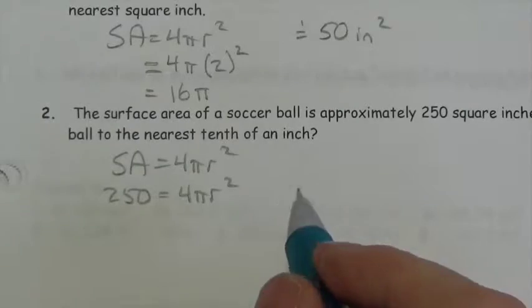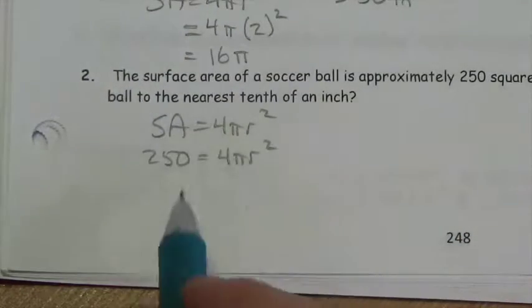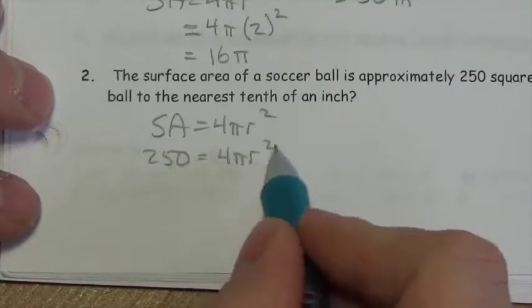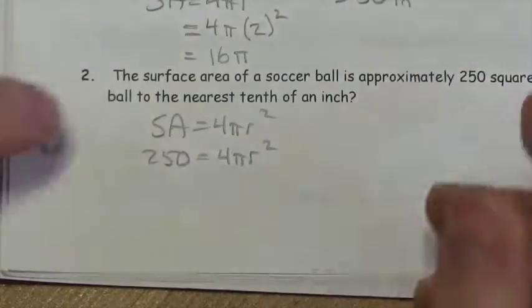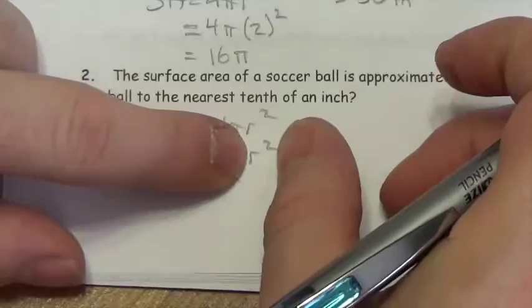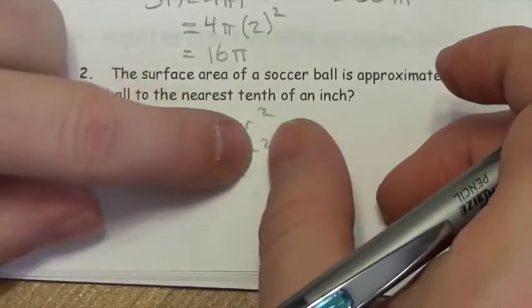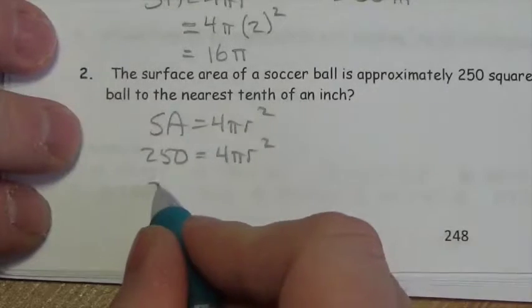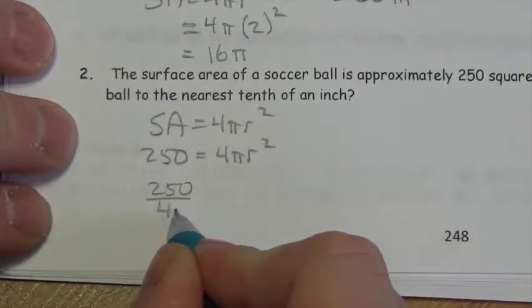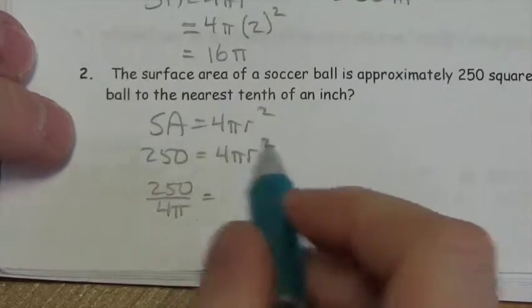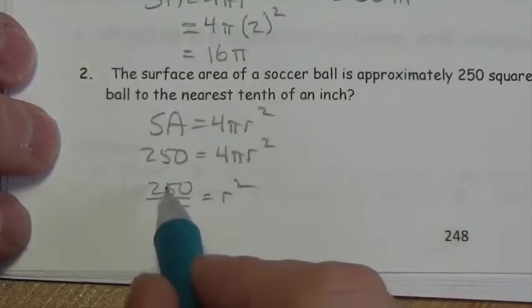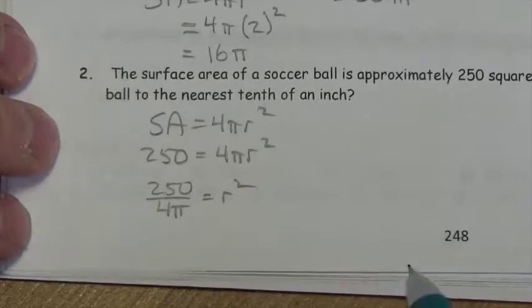So this question really is about simply manipulating this very straightforward equation. I want to know what r squared is first. That's my first step. I've got to chip away at this problem to get to r, and I'm going to get to r squared first. So I'm going to divide both sides by 4 pi. On the right-hand side, when I divide both sides by that, it'll go away, so I'm left with r squared. So 250 over 4 pi is equal to r squared.